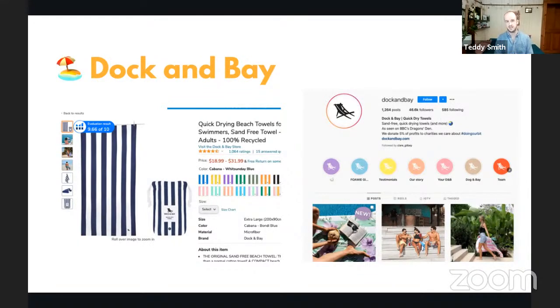And interestingly, Dock and Bay actually started out as an Amazon brand before expanding and having their own sites and stuff like that. And now they're making around £10 million a year or something. They're pretty amazing. I would definitely recommend Googling their story. There's loads of articles in Forbes and stuff like that about it. It's really, really inspiring.